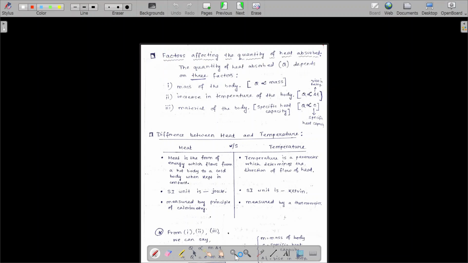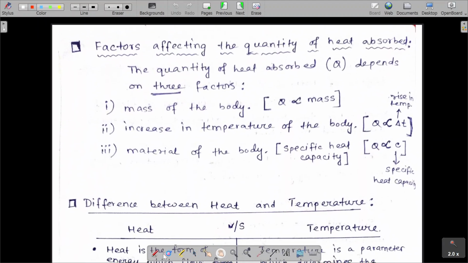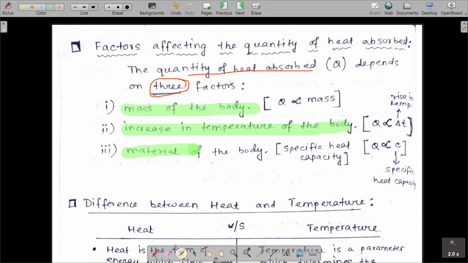Now we are going to read about some of the factors affecting the quantity of heat absorbed. The quantity of heat absorbed, that is Q, depends mainly on three factors. Number one is the mass of the body, second is the increase in temperature of the body, and third is the material of the body.